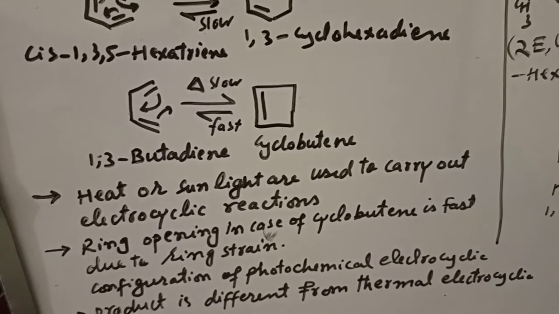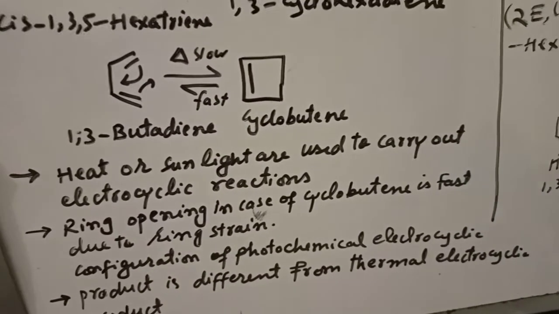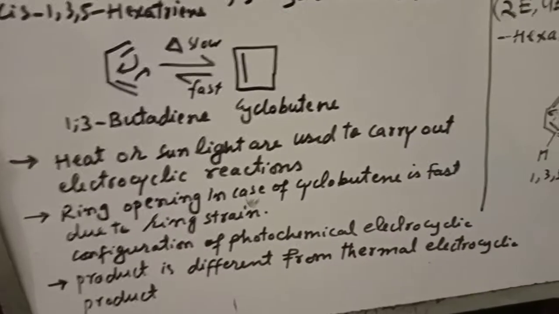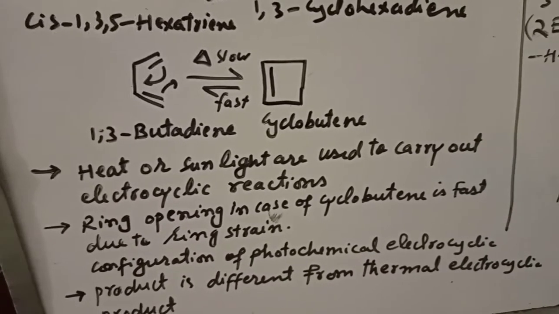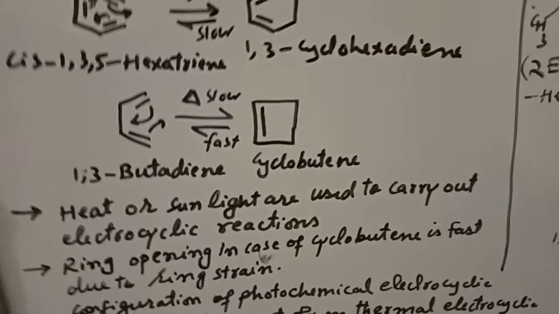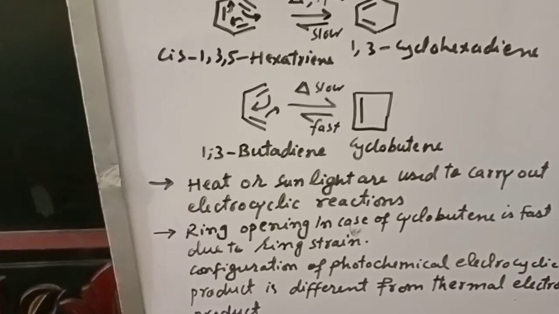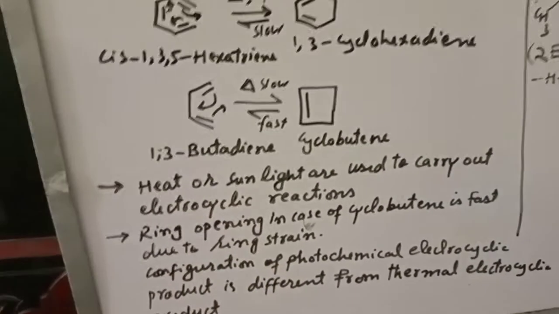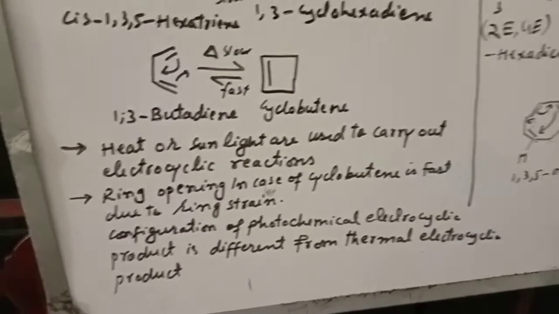The configuration of the photochemical electrocyclic product is different from the thermal electrocyclic product. Configuration means the arrangement of atoms. This is the last point: the configuration of the photochemical electrocyclic product is different from the thermal electrocyclic product. These are some examples.